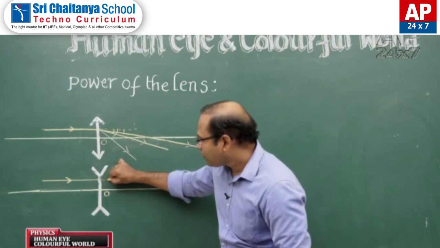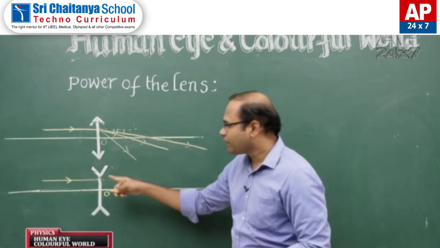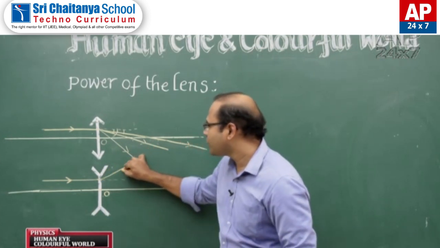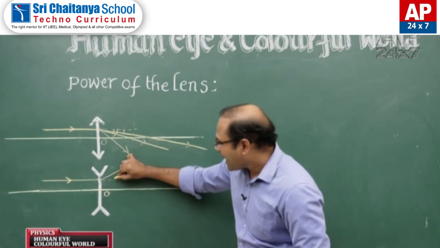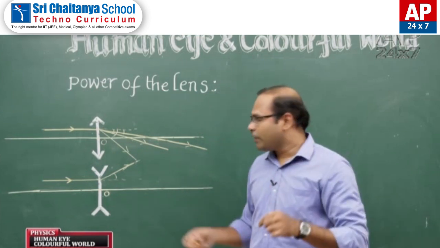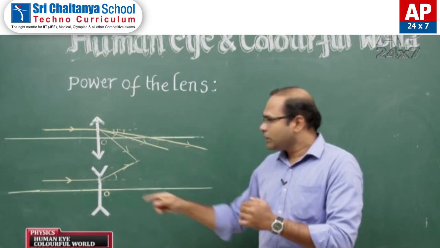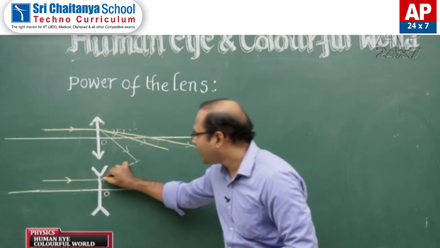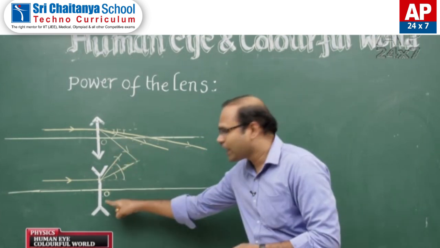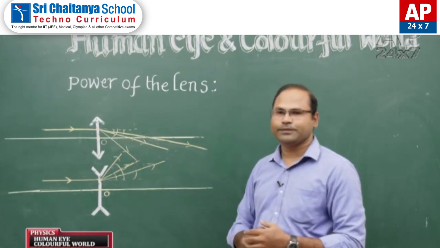Instead of going in a straight line, a light ray parallel to the principal axis, after refraction from the concave lens, appears to diverge from a point. This angle is called the degree of divergence, and again the degree of divergence depends on the power of the lens. If the power of the concave lens is more, the degree of divergence will be more, and if the power of the concave lens is less, the degree of divergence also will be less.